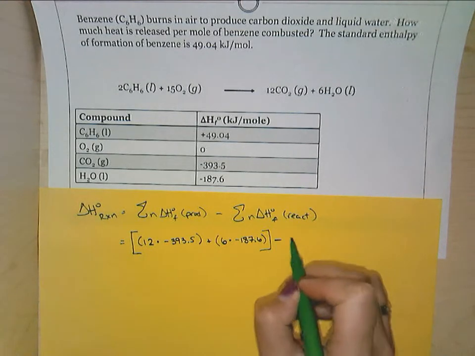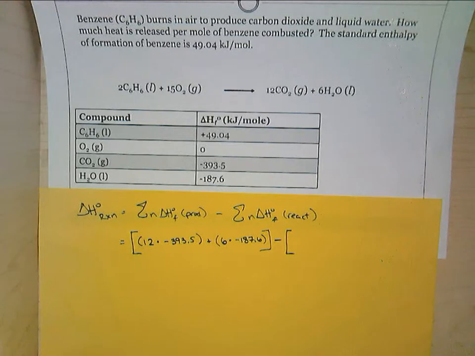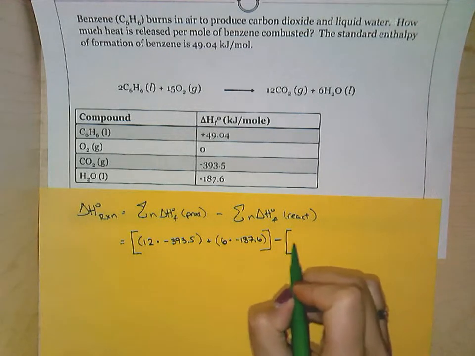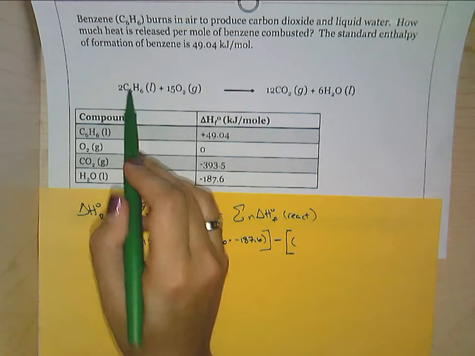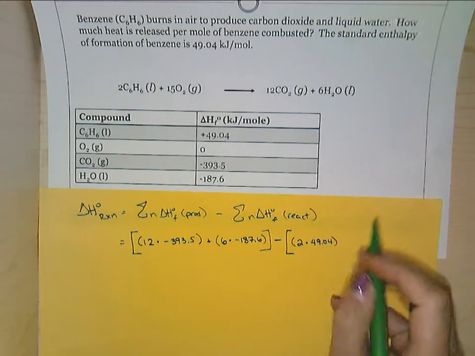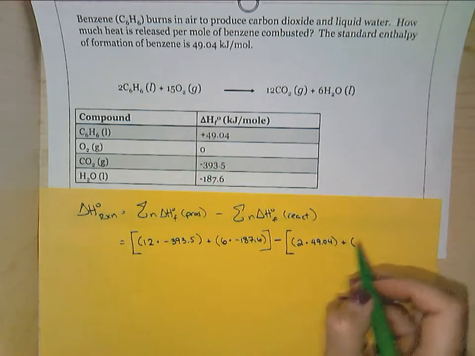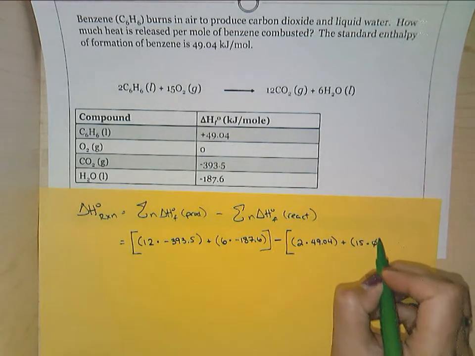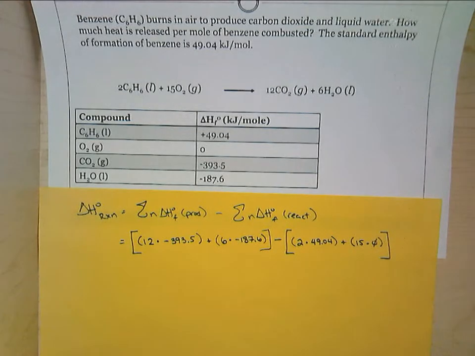I'm going to subtract from that my reactants. So I have 2 benzenes. And I have 15 oxygens. You obviously don't have to include the oxygen because it's 0, but I like to always include it just to make sure I've accounted for everybody, just to make sure I haven't left any molecules out. Now, everyone's going to do some math. I'm going to do some math. We're going to hopefully end up with the same math.